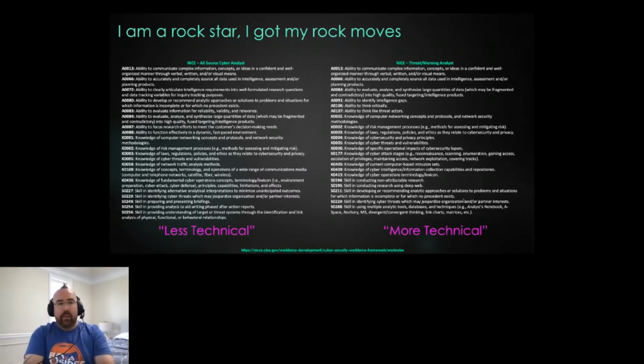So I really like the NICE cyber framework. There's a link at the bottom of the slides. You could Google it, NICE cyber framework. On the left is an all-source cyber analyst. In my own words, this is sort of the less technical version of what a CTI analyst can look like. There's also a threat or warning analyst job with all of their KSAs, and I generally say that's a little bit more technical. And then there are clearly some cyber threat intelligence specialists or SMEs that are even more technical in some areas that they operate in on a daily basis as well.